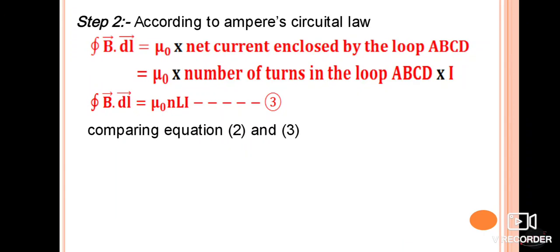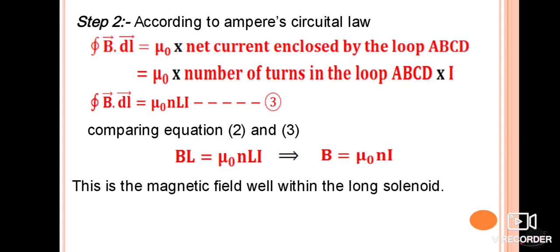So we have to compare both equations. We have already done the second equation, that is BL is equal to mu naught N L I. So L gets cancelled, and we get B is equal to mu naught N I. So this is the magnetic field well inside the long solenoid.